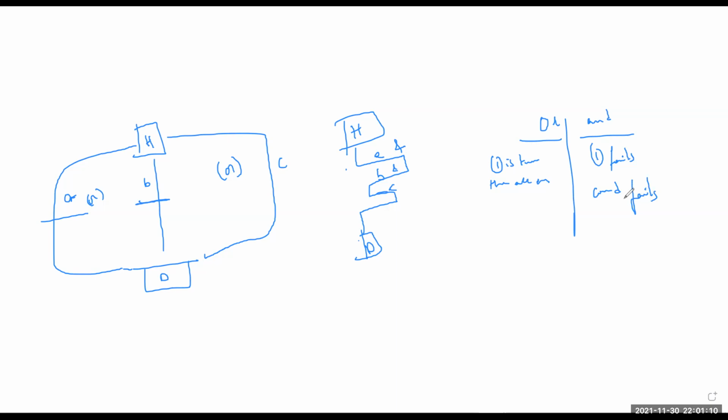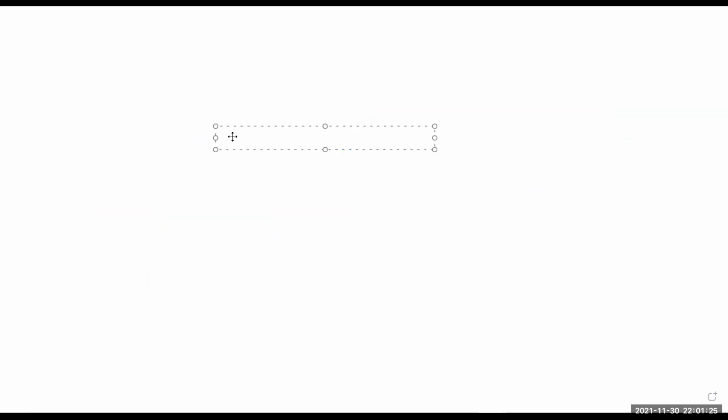There is a table called the truth value table, which shows in which scenario the output is going to be what. Let's write the truth value table here. The truth value table contains A, B, and the value.